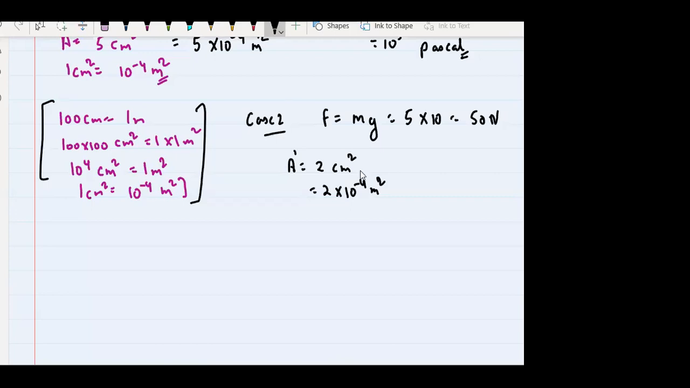Okay, Vanita. So now, what is the formula of pressure? Just write the formula of pressure, sir. It is force per unit area. Okay. Right?